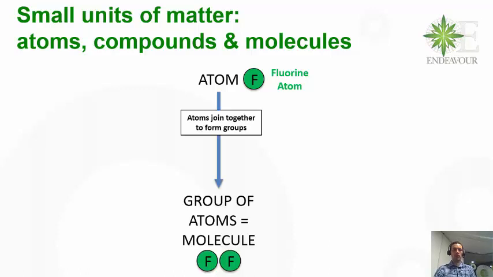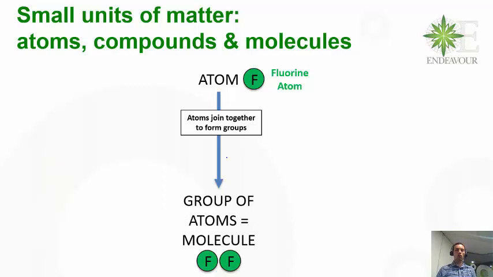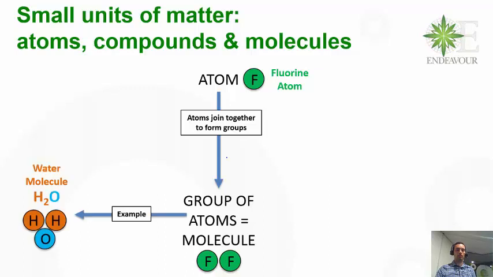So atoms join together to form groups. We'll investigate exactly why this is in a later session, but essentially atoms like to form these groups to become more stable. So a group of atoms is called a molecule. Okay, so if you have any group of atoms, whether they be the same type of atom or two different types of atoms, then we can call that a molecule. So for example, H2O, water, is a molecule. It's got more than one atom attached together.